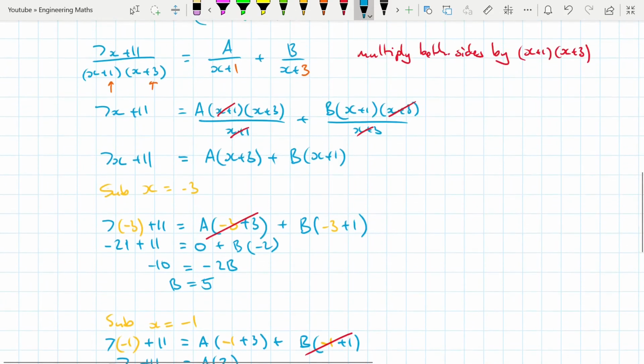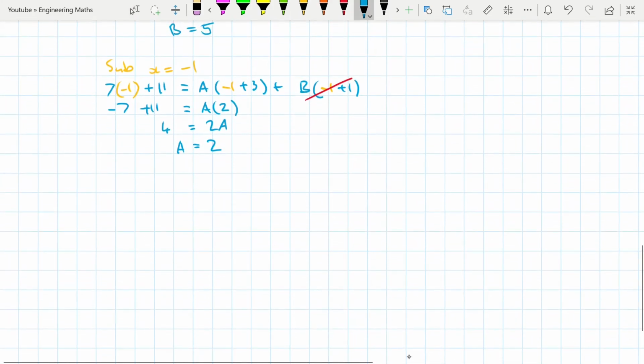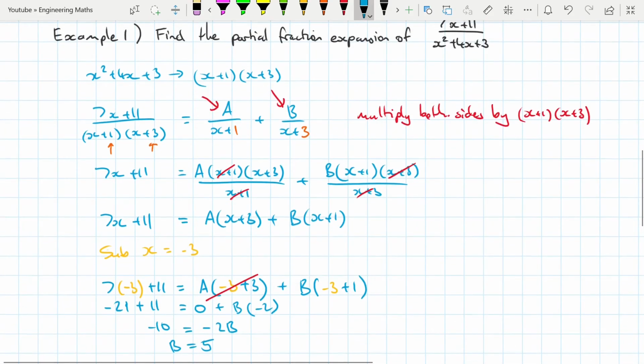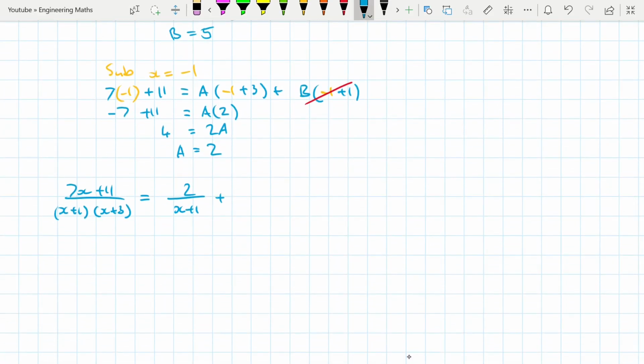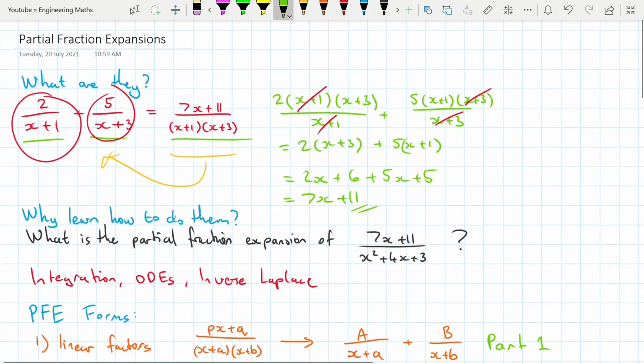So now that we have A and B, we're going to put them back into the equation up here. So let me just rewrite this again. It was (7x plus 11) over (x plus 1)(x plus 3). That will now be A over x plus 1, where A is 2, so 2 over x plus 1, plus B over x plus 3, and B is 5, so 5 over x plus 3. And this looks very similar to what we had originally over here.